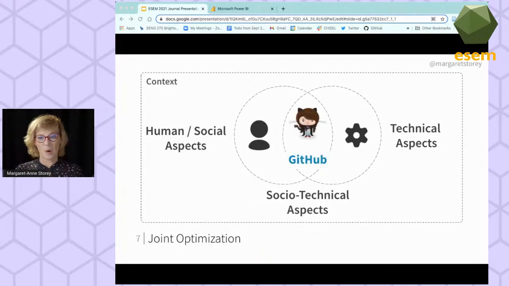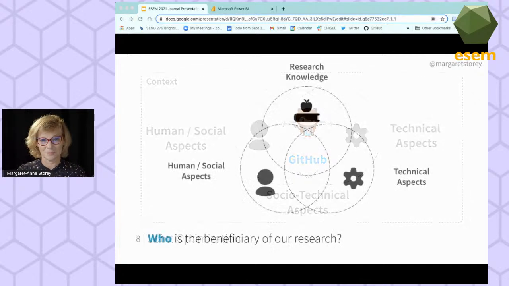For example, if we want to understand why GitHub is so successful at supporting open source projects, we need to really look at this intersection between social and technical aspects. And in fact, GitHub does an amazing job of optimizing both sides so that it actually works for the tasks that they set out for it to do.